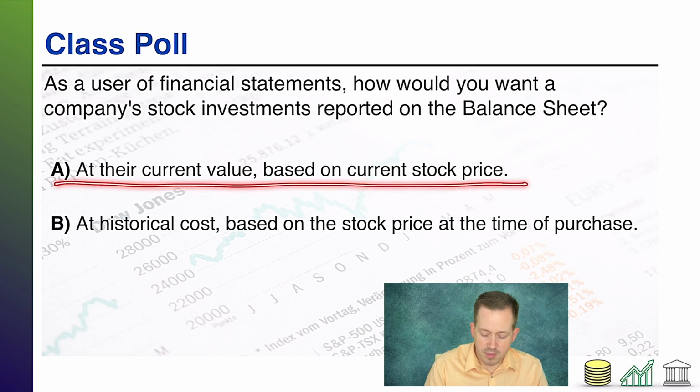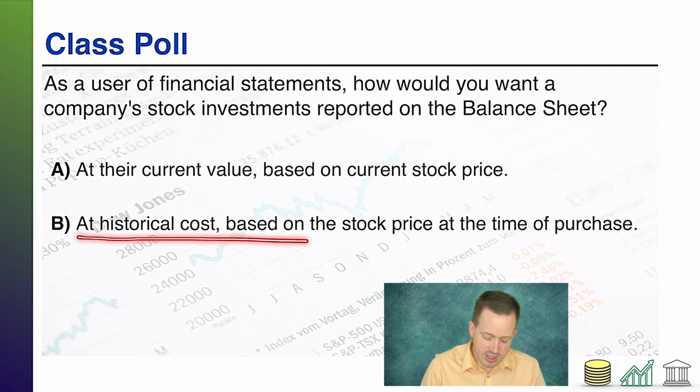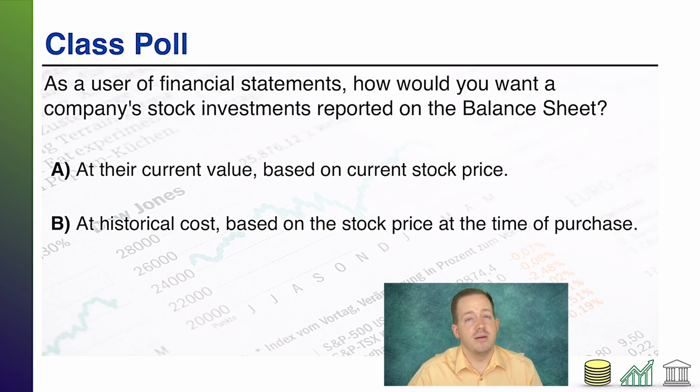A, at their current value, based on current stock price. In other words, if you tune into the stock market channel on the day that the company prepares its balance sheet, whatever stock price their investment is listed at, that's what you want to see it valued at on their balance sheet. Or B, at historical cost, based on the stock price at the time the company purchased it. In other words, if they paid $8 for a share of stock when they first bought it and put it on their balance sheet, they don't change that, even if the going rate for that stock fluctuates.